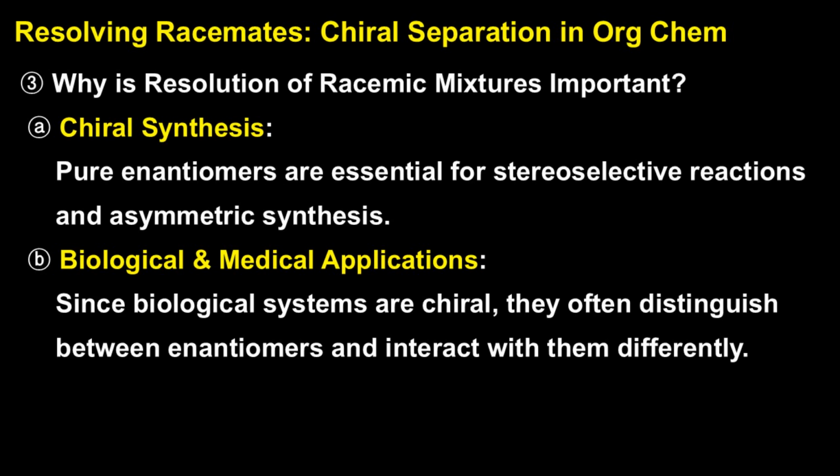When it comes to biology and medicine, chirality really matters because biological systems are inherently chiral. Think of it like trying to put the wrong hand into a glove. It just doesn't fit. Enzymes, receptors, and proteins can tell the difference between enantiomers. One enantiomer might bind perfectly, while the other one might not, or even worse, could cause unexpected effects.